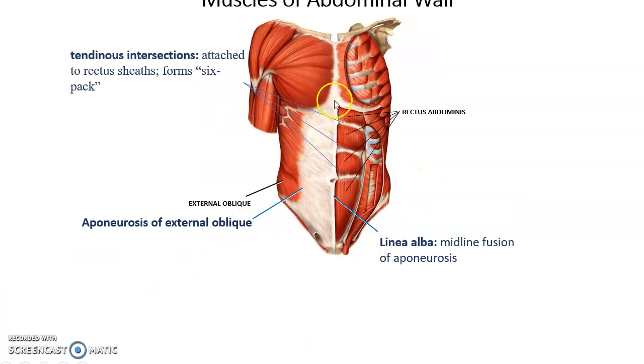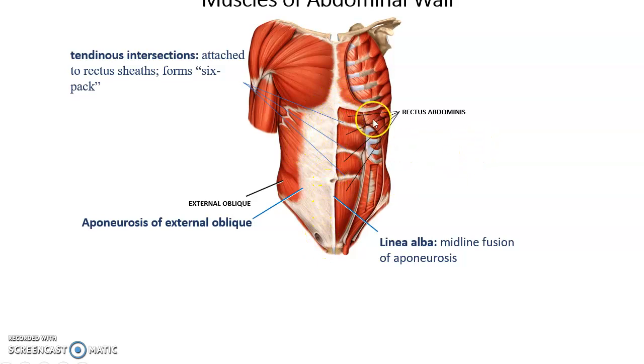Again, here is sort of the arrangement of the abdomen. So we have the external obliques on the lateral sides. They form this sheet of connective tissue that then comes together on both sides to form, down the midline, what's called the linea alba. Linea alba, fusion of the aponeuroses, the connective tissue coming from the external oblique, right down the midline.